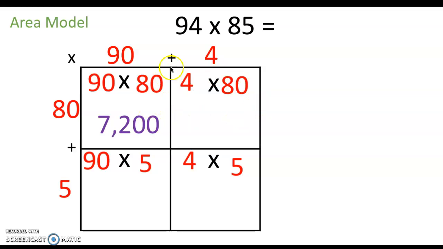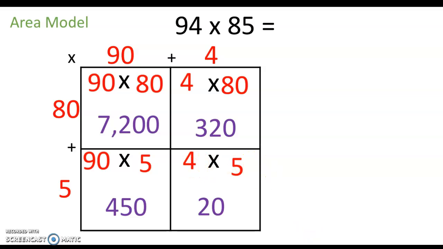Next, let's go on to our next box. So we have 4 times 80. Ignore your 0. 8 times 4 is 32. Then we add our 0 back on, moving it up a place value. Then let's go on down to 90 times 5. 9 times 5 is 45. And then add on your 0. And then our last box, 4 times 5 is 20.